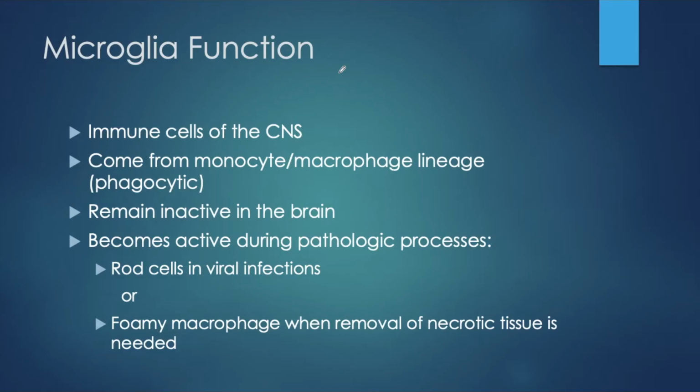Microglia are the resident immune cells of the CNS. They are distributed throughout the brain in order to be ready to respond to pathogens or to structural brain damage. When they become active, they can take on two different morphologies depending on the underlying pathology. In viral infections, they form rod cells, which surround virally infected neurons and form a microglial nodule. In structural problems, like in tissue infarction, they become foamy macrophages, which can remove broken down tissue.